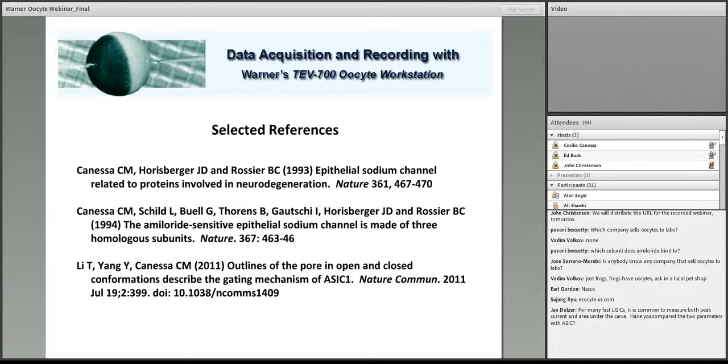Besides the large size of oocytes, one advantage is that the endogenous conductances are minimal. The oocytes are very silent. That means that you have very little background when you express your protein of choice.